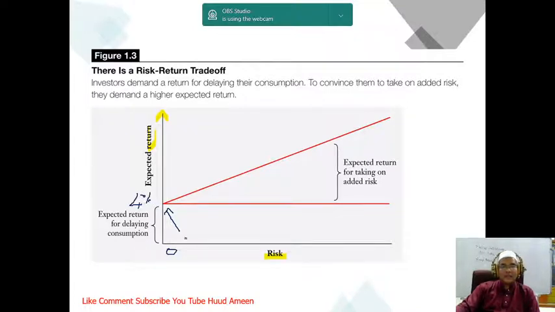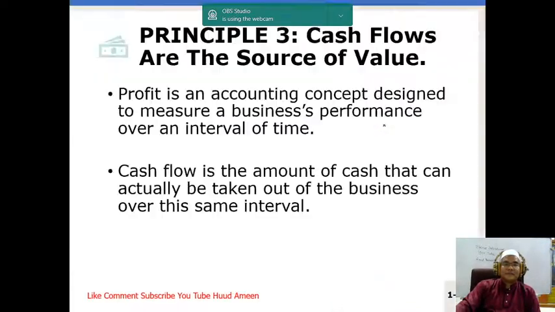and this is higher risk. For example, you invest at the bank, shares, or also invest in the project, higher risk, you will expect higher return.